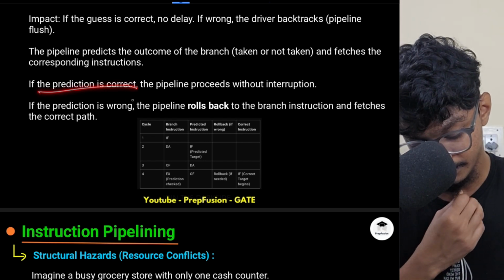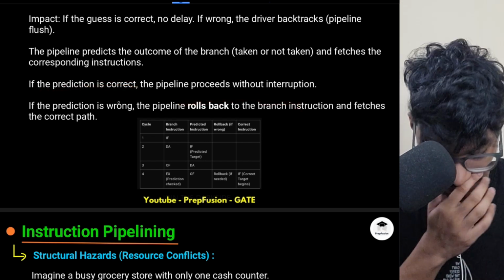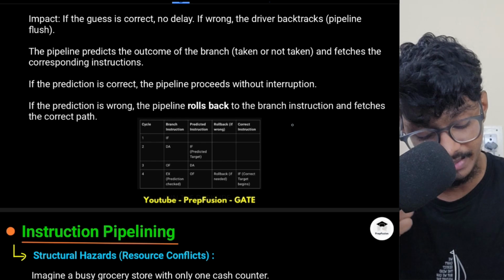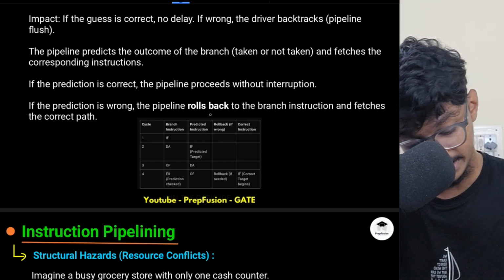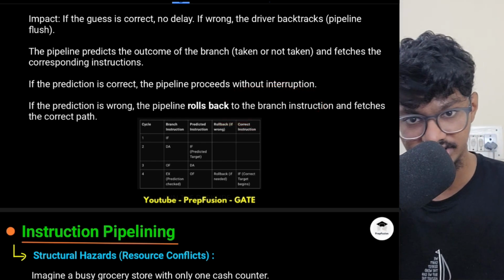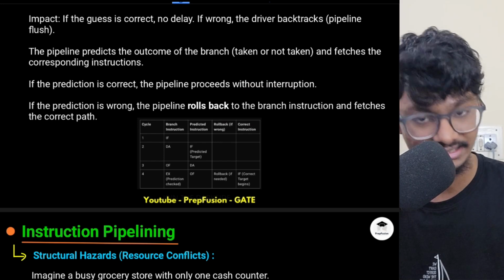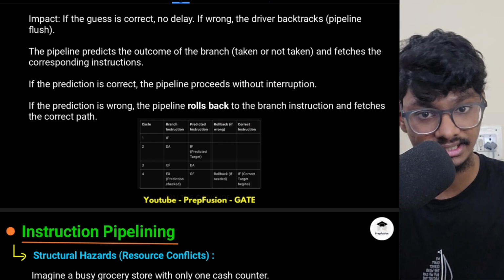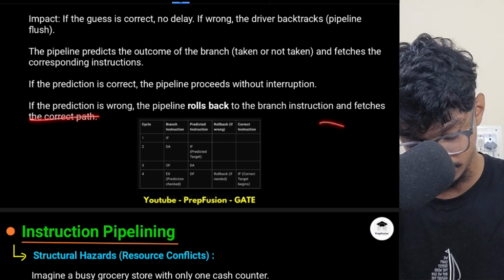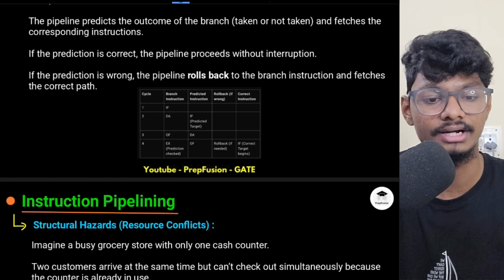So if the prediction is correct, the pipeline proceeds without any interruption. If the prediction goes wrong, the pipeline rolls back to the branch instruction and deletes whatever the pipeline has done till that point. Okay, it will delete all the other things and then it will fetch the correct target instruction.